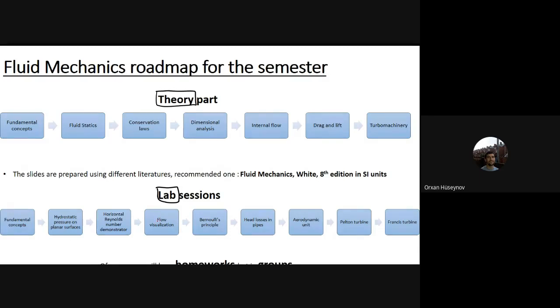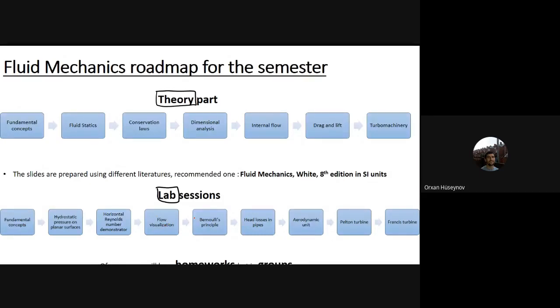And then flow visualization will be your next lab session. In flow visualization, you will see how we visualize the flow of water and air. We are using different methods because water and air are transparent. You can't see what happens inside the system. Therefore, we use different methods to see the trajectory of the fluid particles. Therefore, this will be your next lab session.